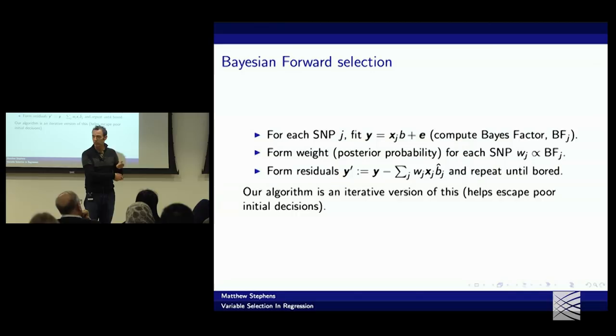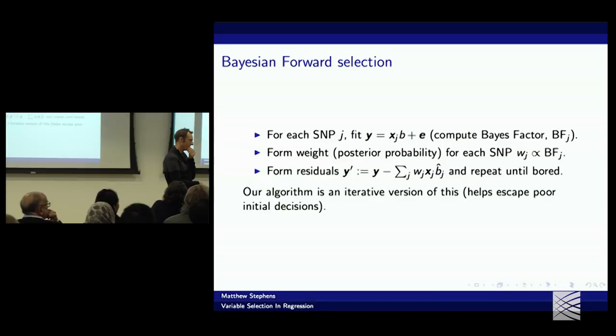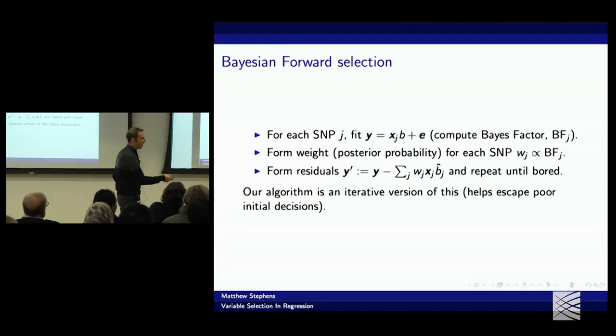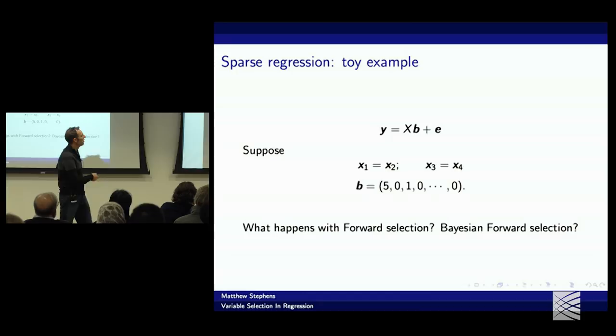What intuitively is the way that this navigates what I think is a really challenging situation, where there are multiple effects that are in partial LD with each other, one that would naively just pick the wrong one? I'll show you. This is a simple illustration.